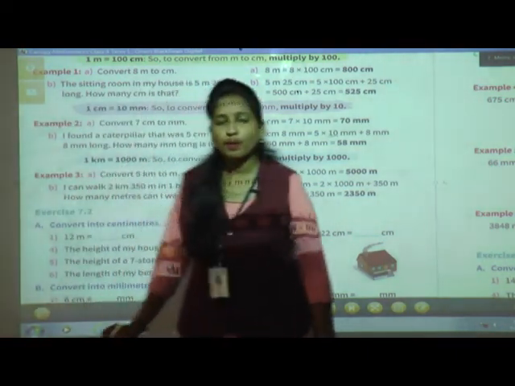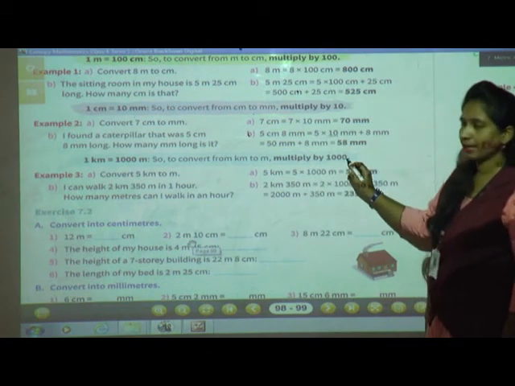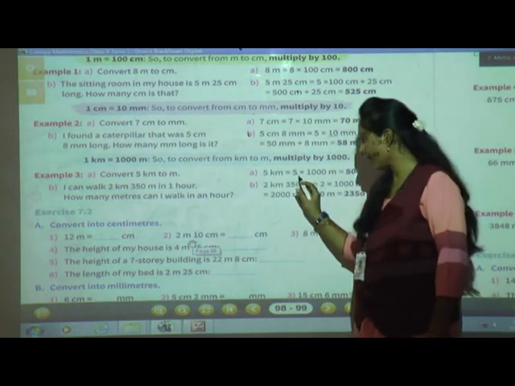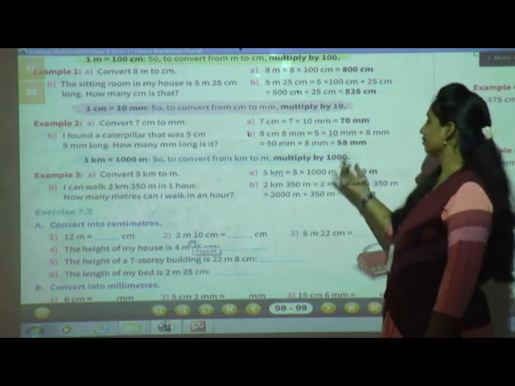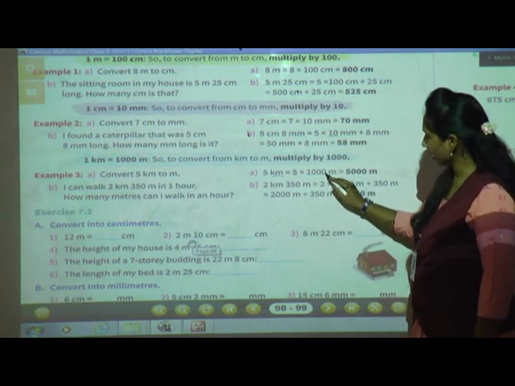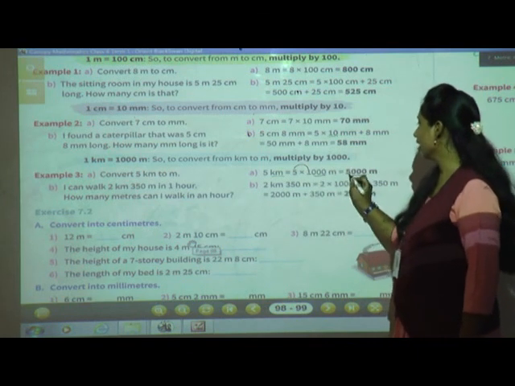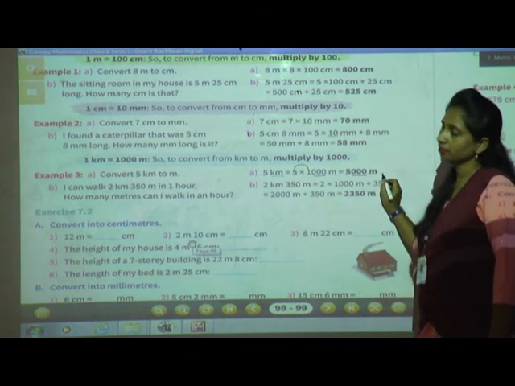So if you want to convert kilometer to meter, what you have to do? Multiply by 1000. So write 5 as it is. Kilometer conversion to meter means multiply by 1000. So write 3 zeros as it is. 5 ones are 5. 5000 meter.